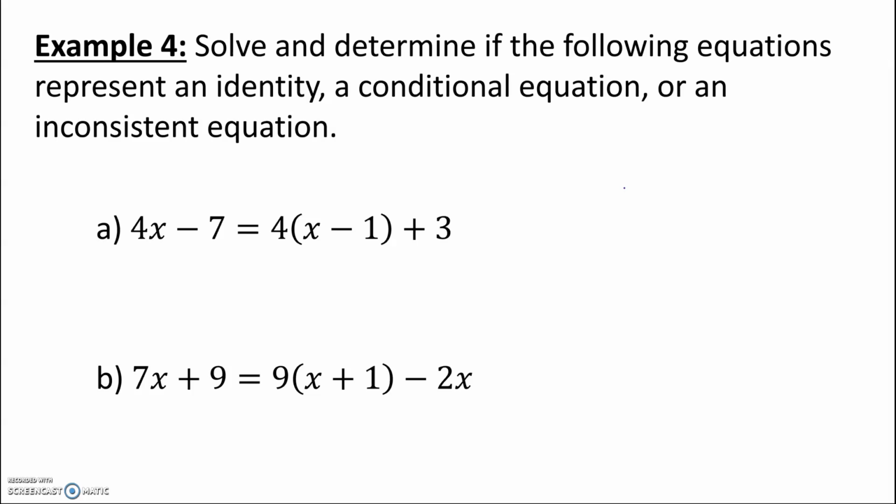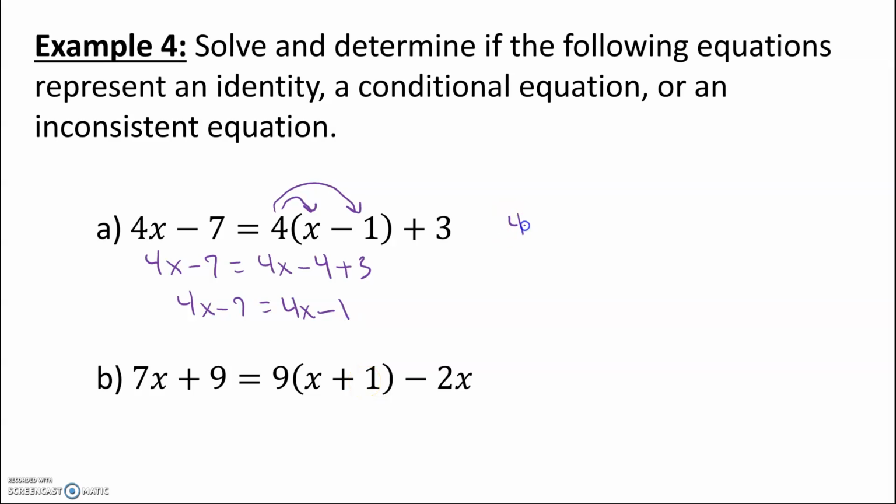So let's try a couple of examples. So this first one, we're going to keep this side 4x minus 7. We're going to go ahead and distribute 4 times x, 4x, 4 times negative 1, negative 4, and then that plus 3 on the end. We're going to do some combining like terms, 4x minus 7, and then 4x, and you have a minus 4 and a plus 3. So you got minus 1.